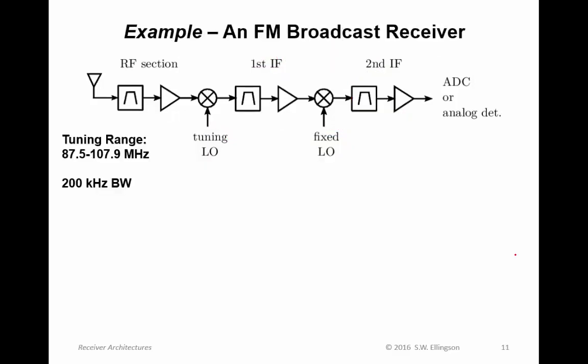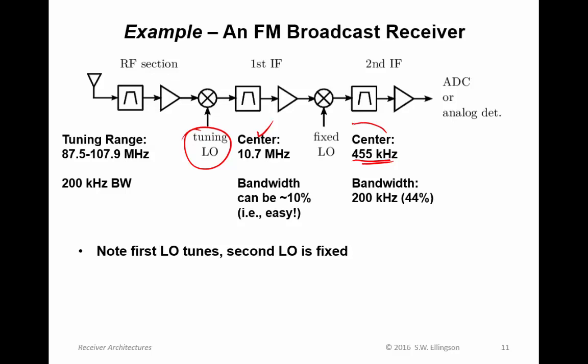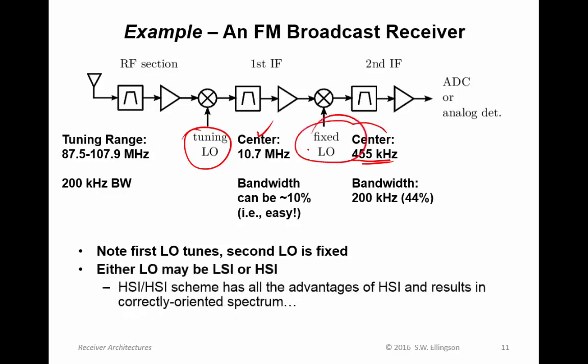So here's an example of an FM broadcast receiver using dual conversion. The first IF, we could go to 10.7 megahertz. The second conversion, we could go to 455 kilohertz, which is a fairly common final IF for a dual conversion superhet. Note the first LO tunes, the second LO is fixed. Either LO may be low side or high side.